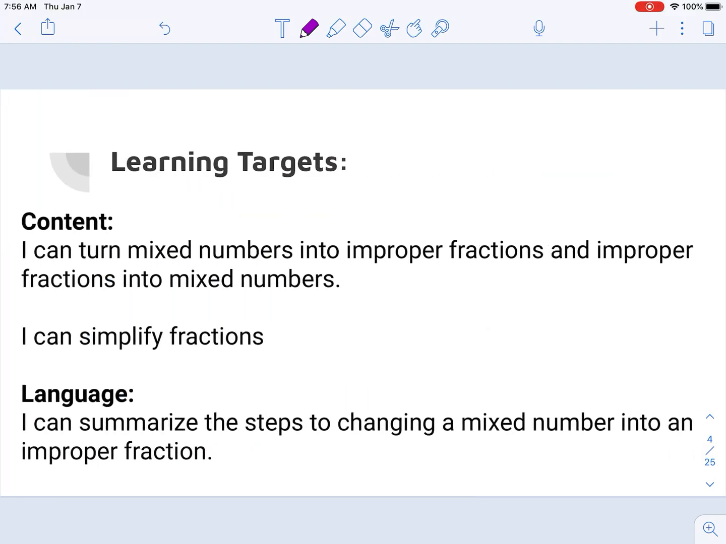All right, in this lesson, you will be able to turn mixed numbers into improper fractions and improper fractions into mixed numbers, and you'll be able to simplify fractions. You'll be able to tell the steps of changing a mixed number into an improper fraction.